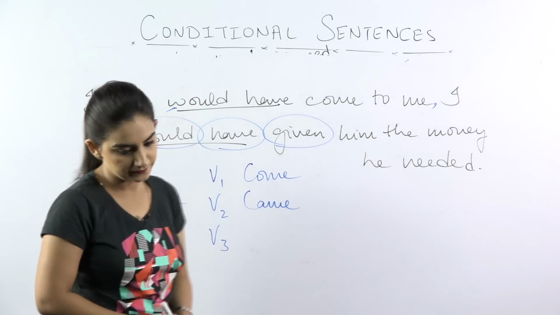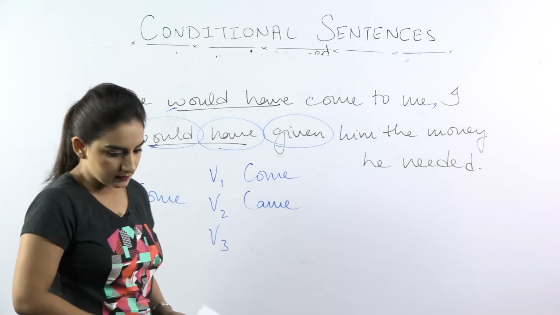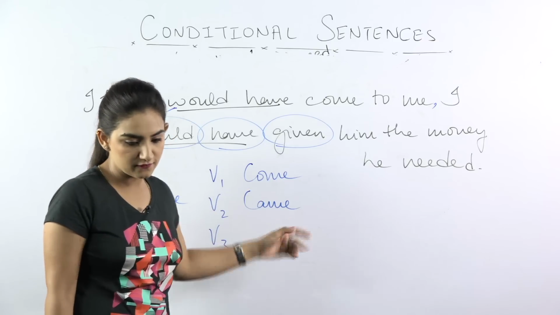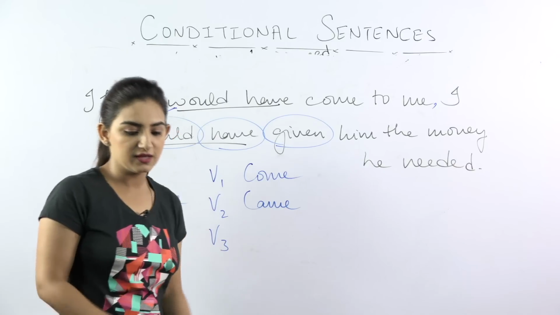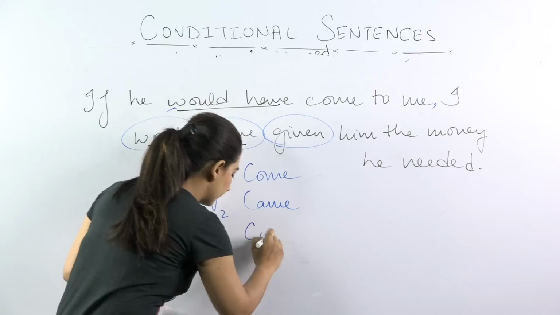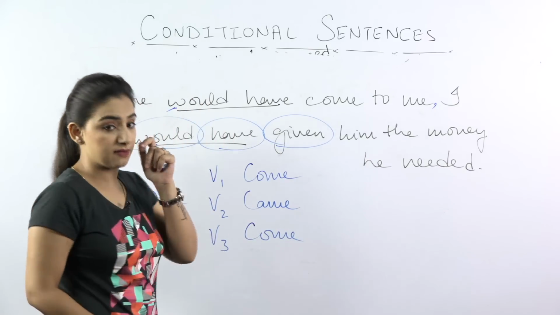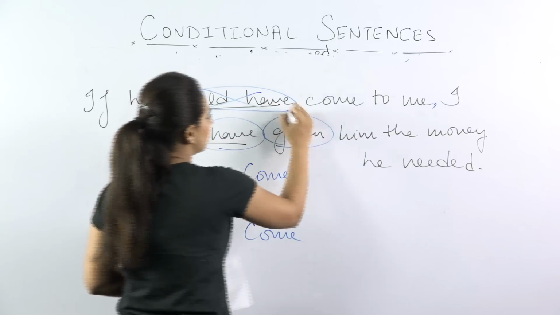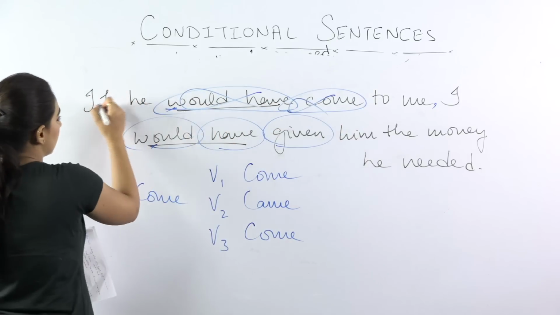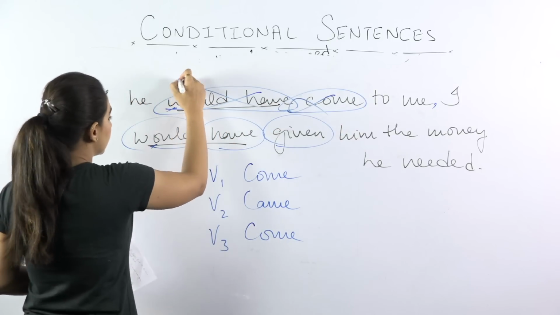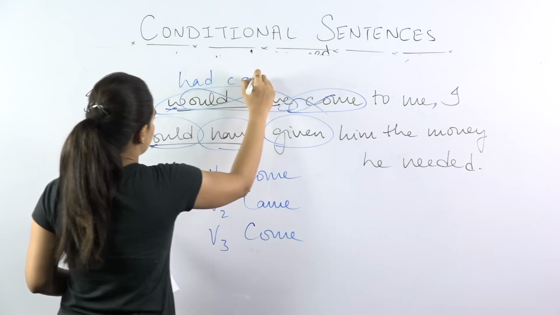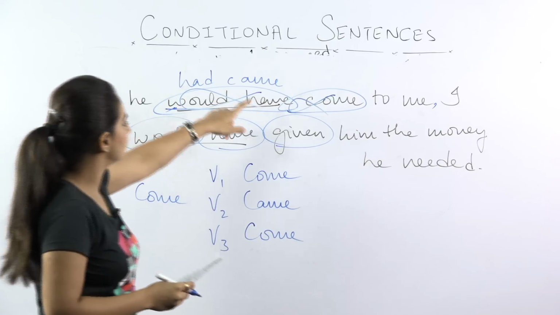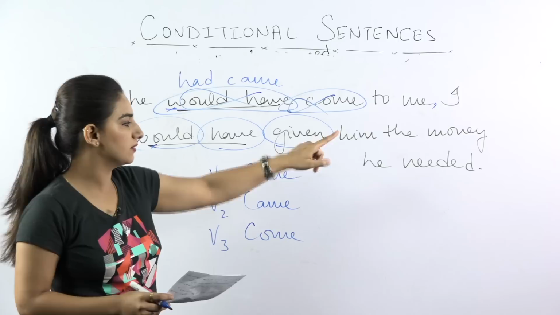What is V3? Quickly बताइए. V1 is come, V2 is came, V3 is also come. तो V3 came नहीं है, V3 कम है. यहाँ पर आपको V3 लगाने की जरूरत है तो हम would have come हटा देंगे. क्या सेंटेंस बनेगा? If he had came to me. If he had came to me, I would have given him the money he needed.